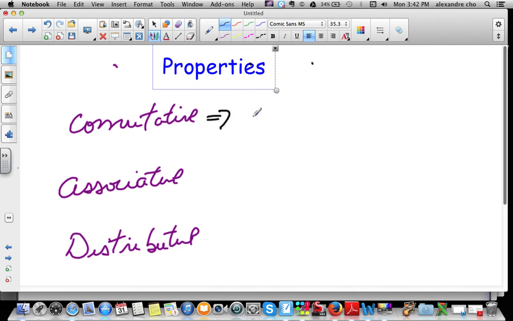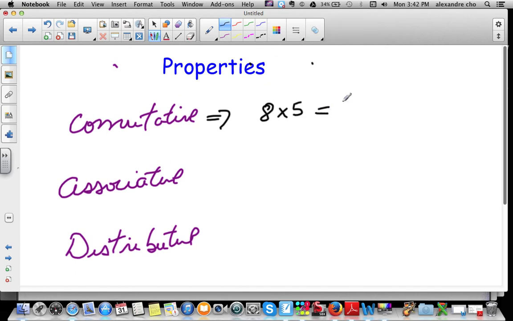Commutative, it says that when you add or multiply two numbers, 8 times 5, and if you change the order of those two, it gives you the same result. 8 times 5 is 40, and 5 times 8 is also 40. So, commutative property says the order in which two numbers are added or multiplied does not change the sum or product. Whether you did 4 plus 9 or 9 plus 4, you get the same answer. So that's basically what your commutative property is.